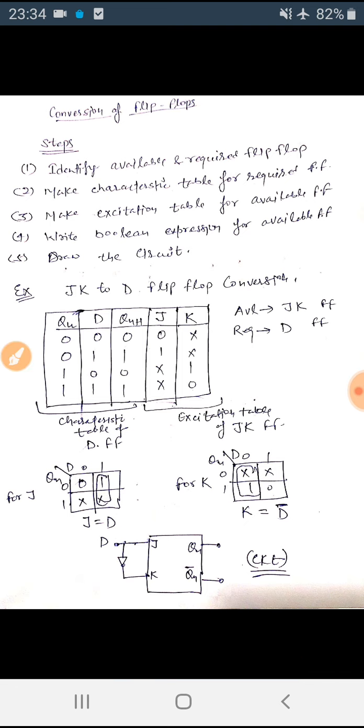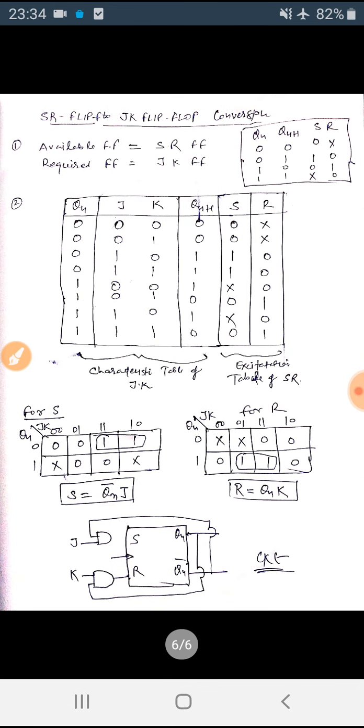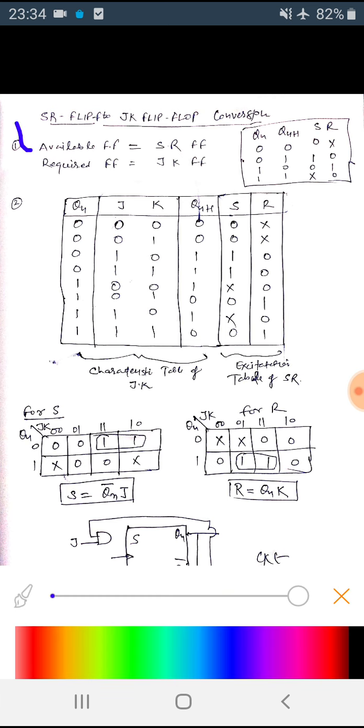Let's see one more example to understand it better. Now we need to convert SR flip-flop to JK flip-flop. Our first step is to identify which one is available and what is required. So in this case, the available flip-flop is SR flip-flop and the required flip-flop is JK flip-flop. The second step was to write the characteristic table for the required flip-flop. So I have written the characteristic table for the required, that is JK flip-flop.